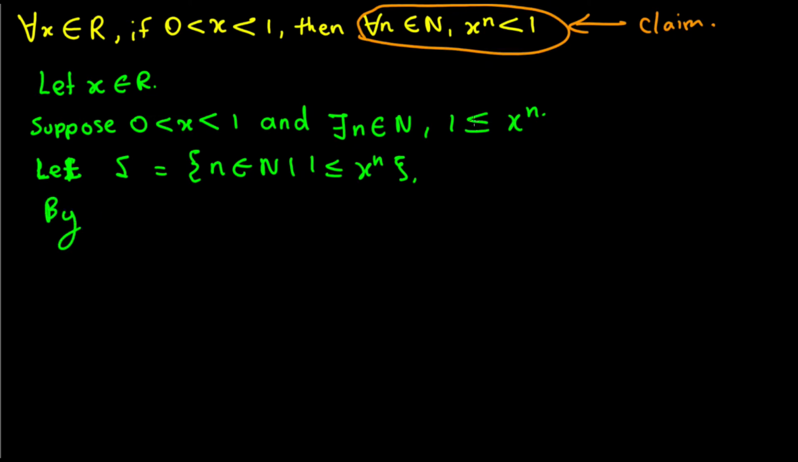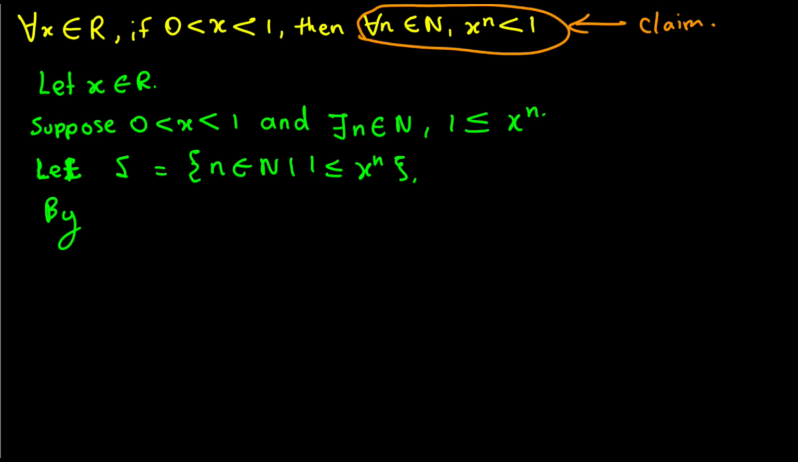Here you can see I negated this one, right? In our original proposition, for all n belongs to the natural numbers, this becomes there exists an n belongs to the natural numbers, because if it's for all, the negation is there exists, and also if it's less than 1, we put greater than or equal to 1. Okay, that's the negation. Now also we created a set S that is equal to n belongs to the natural numbers such that 1 is less than or equal to x power n, based on this.